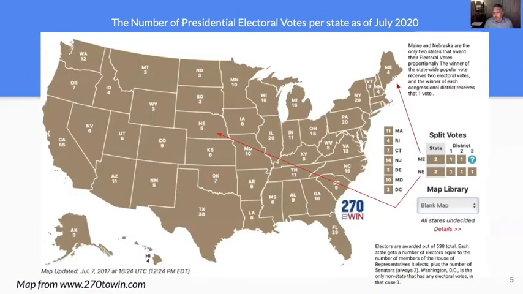This map shows you the number of electoral votes that each state has. And as I said earlier, Maine and Nebraska do split their votes, unlike the rest of the states.